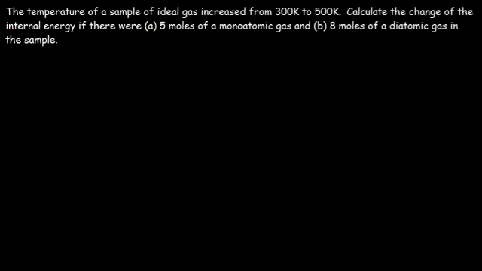The temperature of a sample of ideal gas increased from 300 Kelvin to 500 Kelvin. Calculate the change of the internal energy if there were 5 moles of a monoatomic gas. Anytime you want to find a change in the internal energy of the system, you can use this equation. Delta U is equal to n Cv delta T.